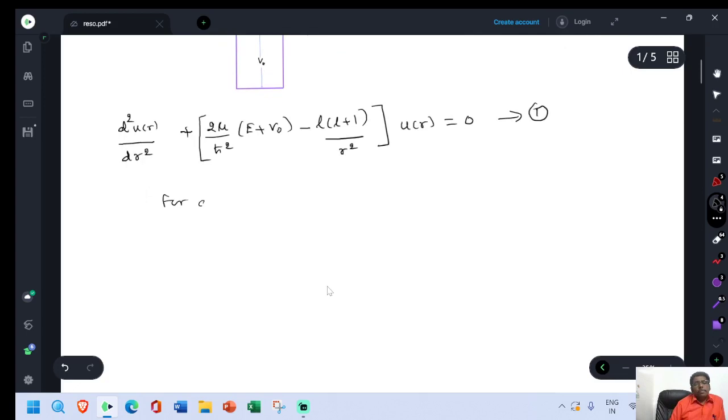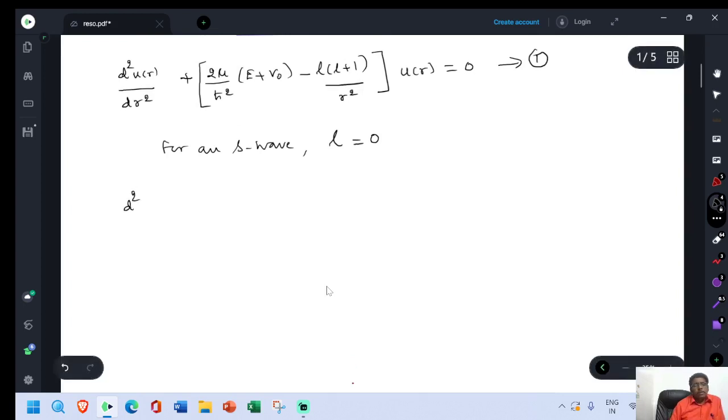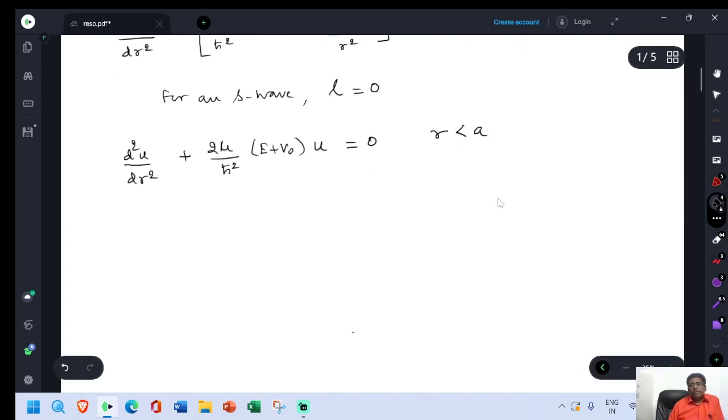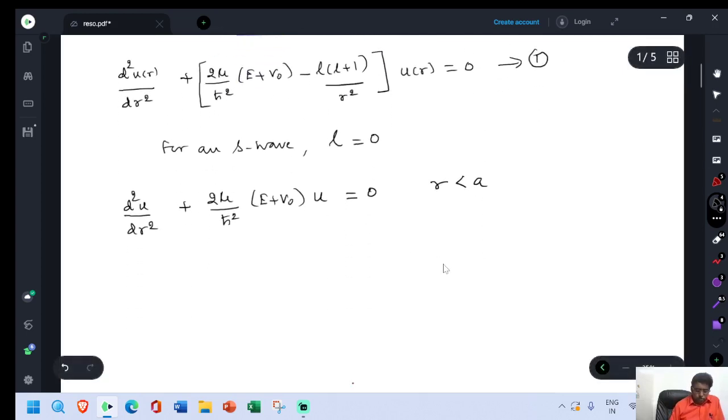For an S wave, the value of l is equal to 0. Then the above equation becomes d square u by dr square plus 2 mu by h cross square into E plus V0 into u equal to 0. Here the condition is r less than a, which means that the nucleon is present inside the square potential. Then the same equation is reduced to another form: d square u by dr square plus 2 mu by h cross square into E into u equal to 0.